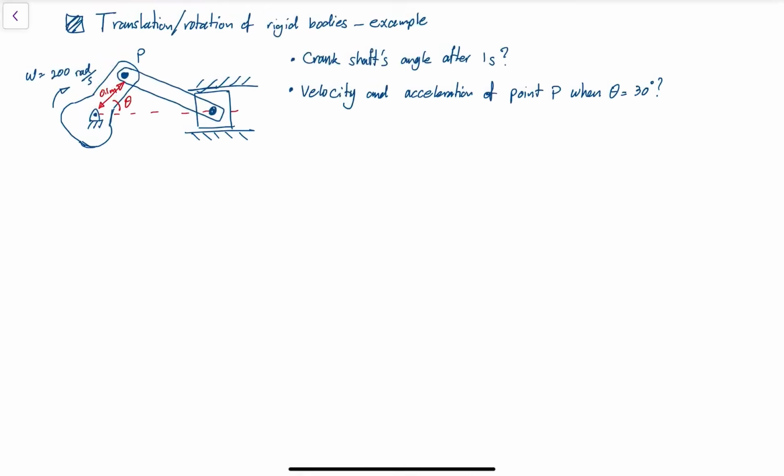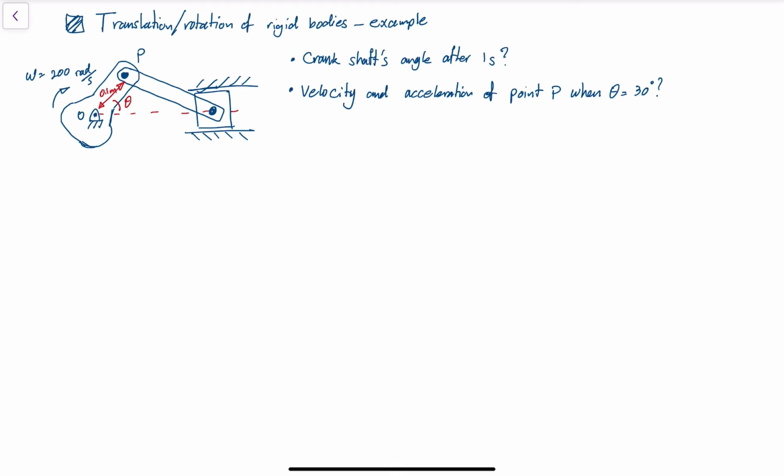All right, here we have an example on kinematics of rigid bodies. We have an old school car engine. It's a crank slider crank mechanism. The crankshaft is rotating about this center O, and it pushes the connecting rod, and the connecting rod pushes the piston into the engine body.